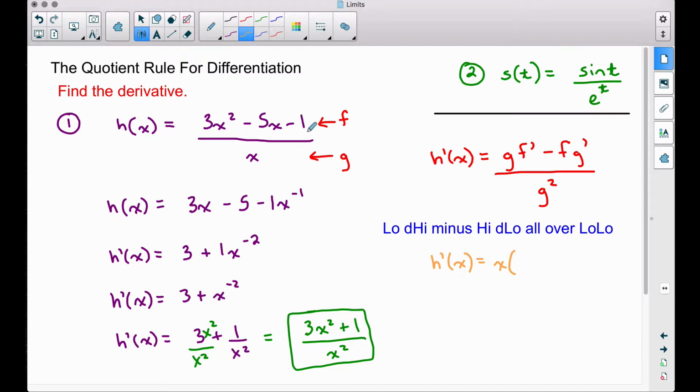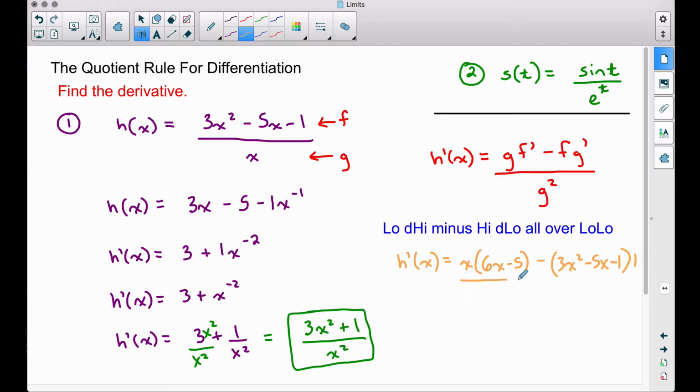prime, so the derivative of this is going to be 6x minus 5. And all I did there was take the derivative of this top piece, 6x minus 5, and that derivative there of that constant becomes 0, minus high d low. So now we leave the top function alone, 3x squared minus 5x minus 1. D low, I'm right here, the d low, the derivative of x is simply 1.